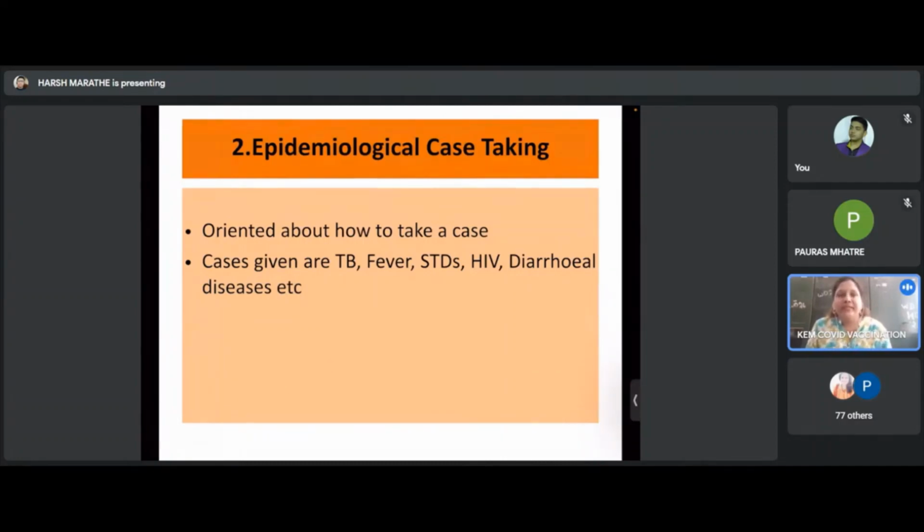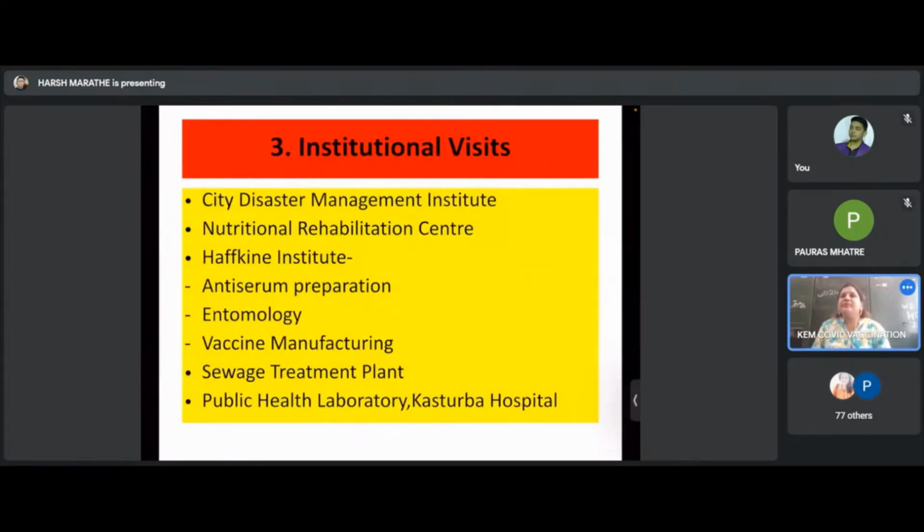Next. Then the other most important domain is the institutional visits. These are visits organized by the department in networking with the concerned authorities of that institute, with proper timing. Meetings are held, talking is done telephonically, and a proper timetable is prepared for these institutional visits. Like the City Disaster Management Institute, the NRC, Nutritional Rehabilitation Center, Haffkine Institute, the sewage treatment plant, the public health laboratory, and a visit to Kasturba Hospital. So all these are the institutional visits.